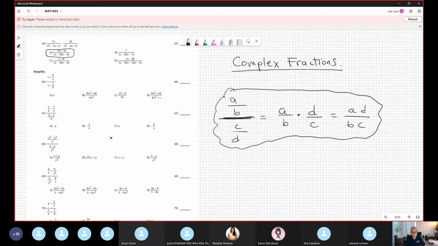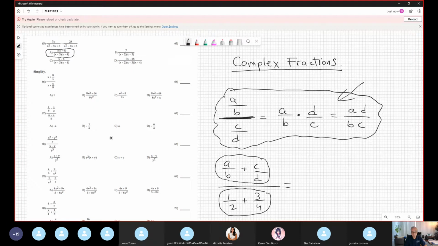Suppose you have A over B plus C over D divided by another 1/2 plus 3 over 4. Am I ready to apply this? No. Why no? Because you need to condense into one fraction, only one. Of course, find the LCD. You need to condense into one fraction, not two separately, no. And then you apply this, let me call it the complex principle.